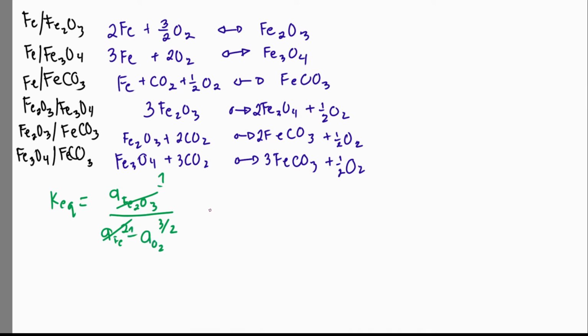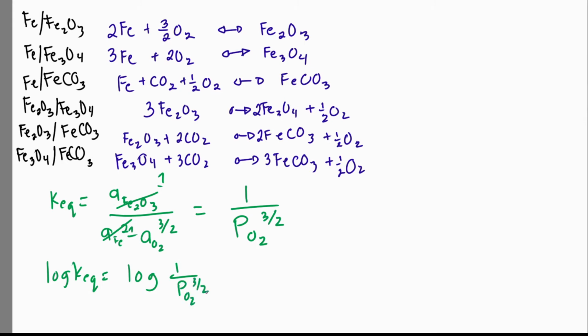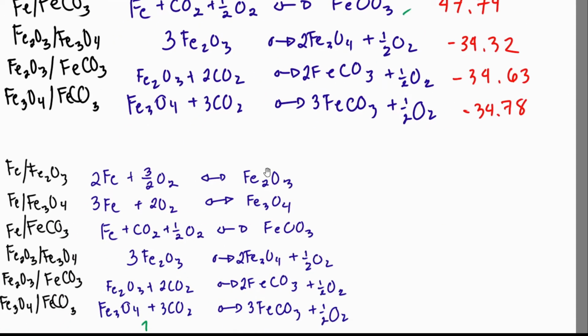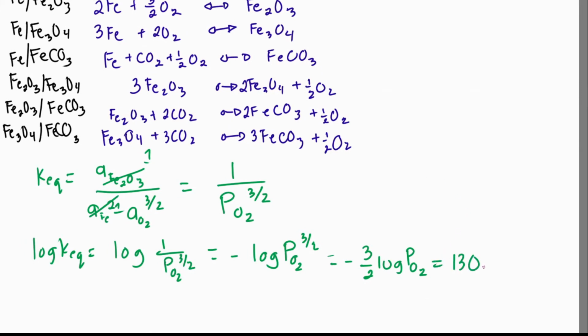The activity of a gas is its partial pressure. So it will be equal to 1 over PO2 raised to 3 halves. Getting the logarithm of this, log KEQ is equal to log of 1 over PO2 raised to 3 halves. Moving it up, the logarithm becomes negative: negative logarithm of PO2 raised to 3 halves. A property of logarithms is that we can put the exponent outside as a coefficient. This becomes negative 3 halves log PO2. From earlier, log KEQ is equal to 130.08.